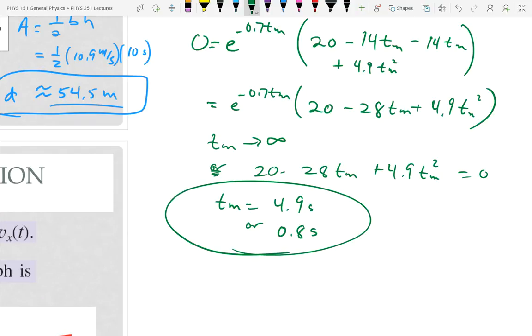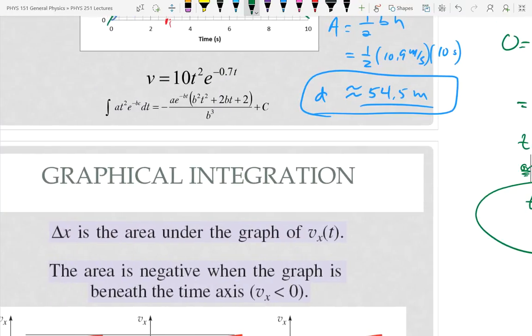We have two extrema here. One of them is the maximum acceleration. One of them is the minimum acceleration. Of course, the maximum is the one that had a positive slope. So you go back, and the 0.8 was the positive slope, and the 4.9 was the negative slope. Okay, a lot of time on extrema. We're going to be done with extrema for now.